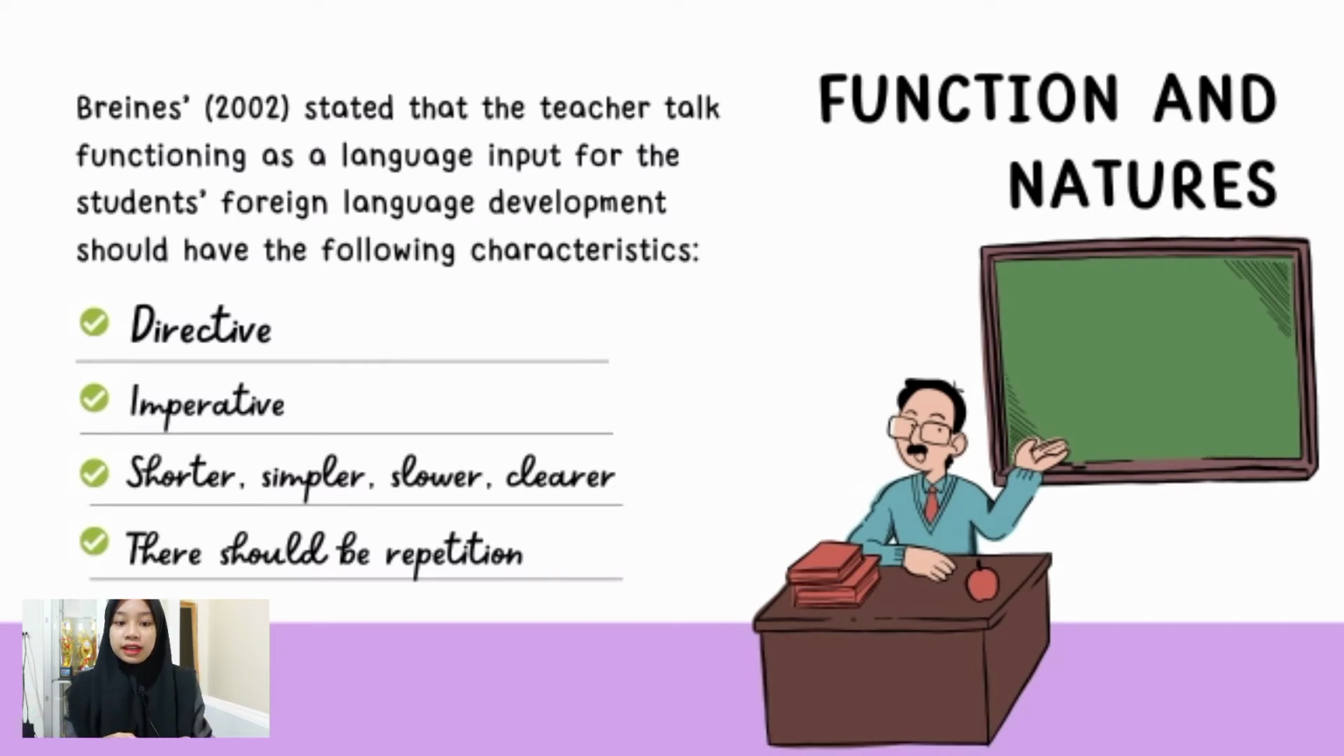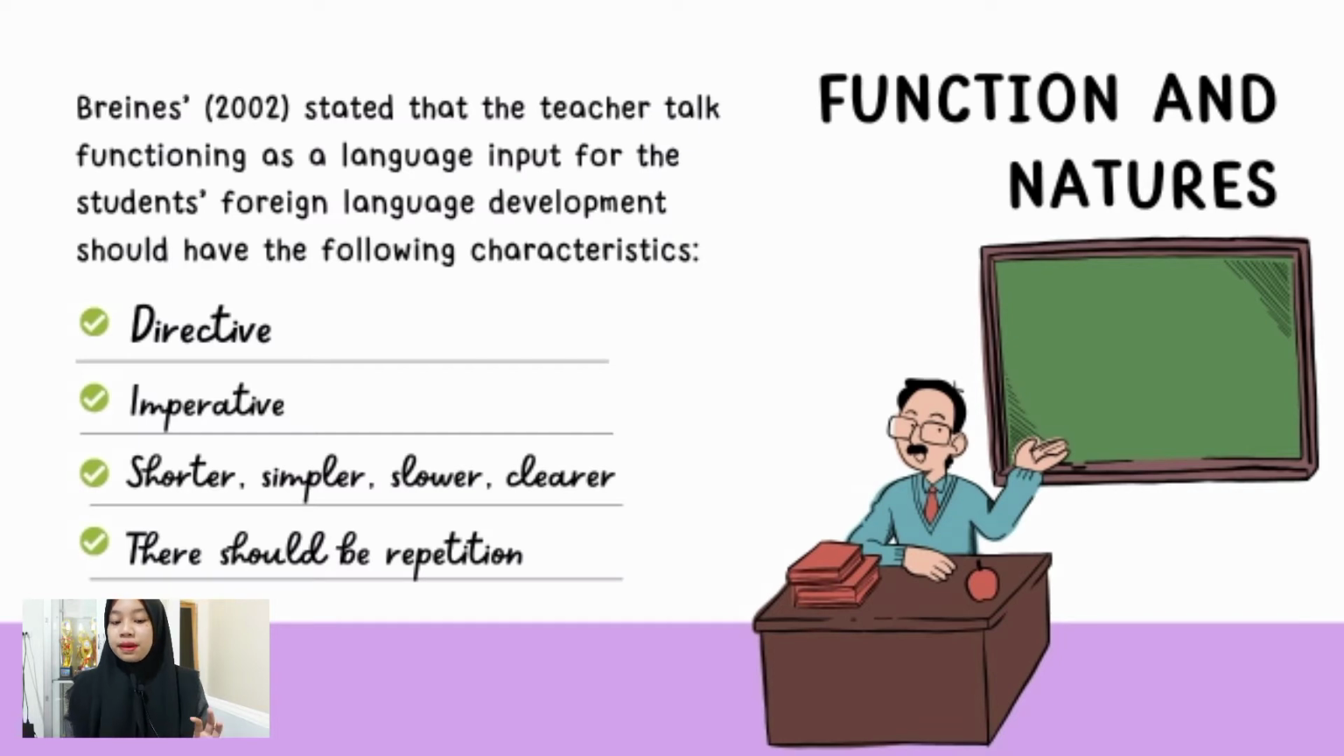The second one is imperative. The teacher can use humor and invite giggles and laughter to show social affection. And the third one, it should be simpler. Use words or sentences that are shorter and simpler. Speak slowly, especially to beginner learners, and clearly in order for students to get the correct input.